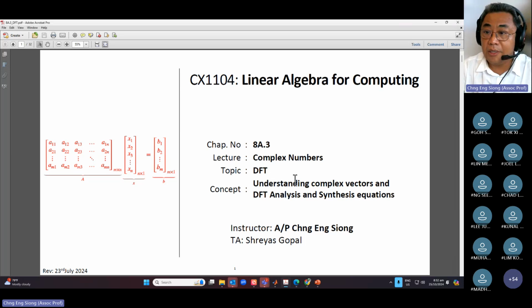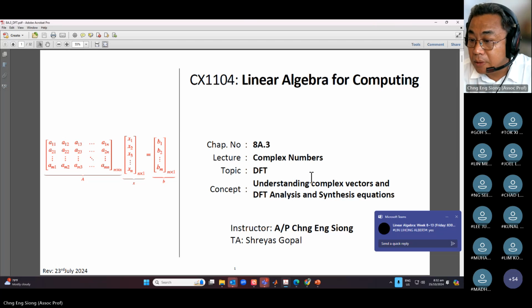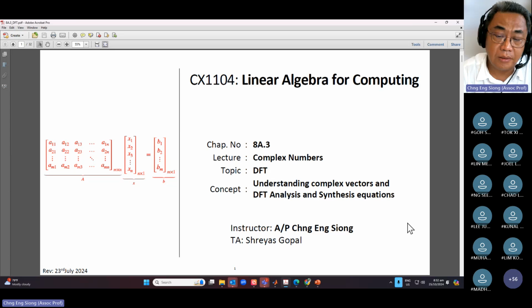Now DFT is a... Move the Teams window out of the way. DFT is an interesting chapter. It is a chapter that uses linear algebra to understand Fourier transform for our part.